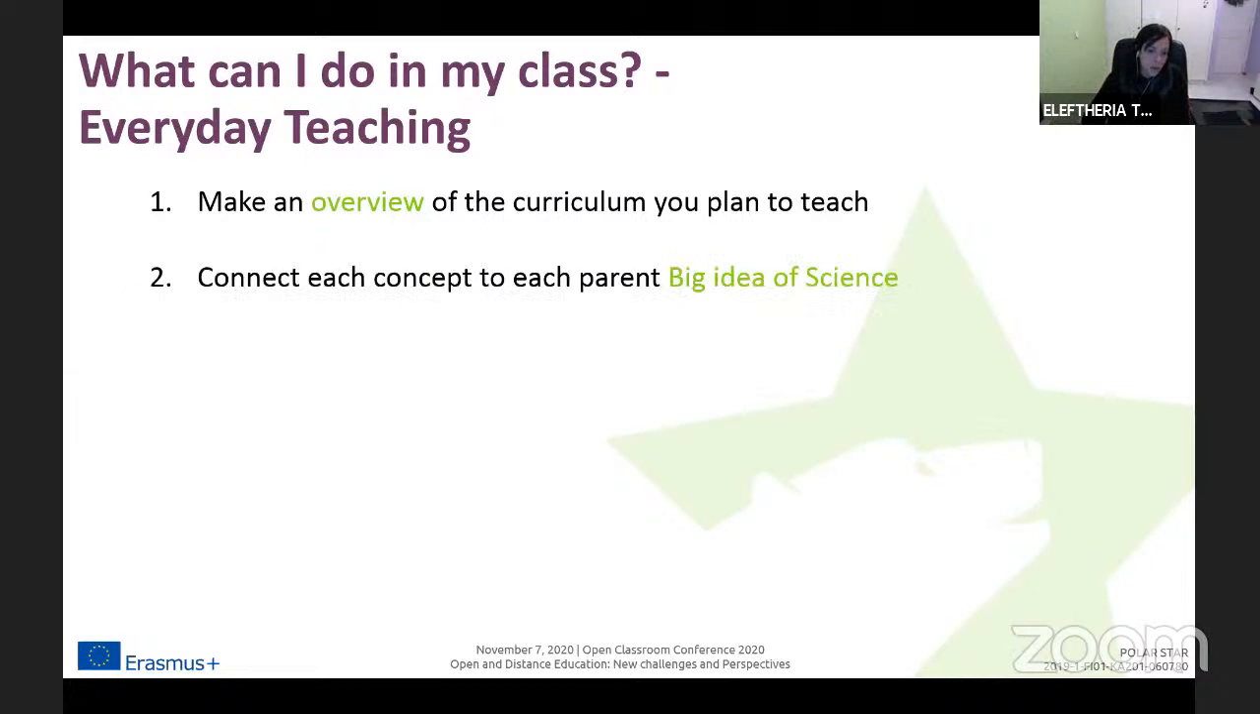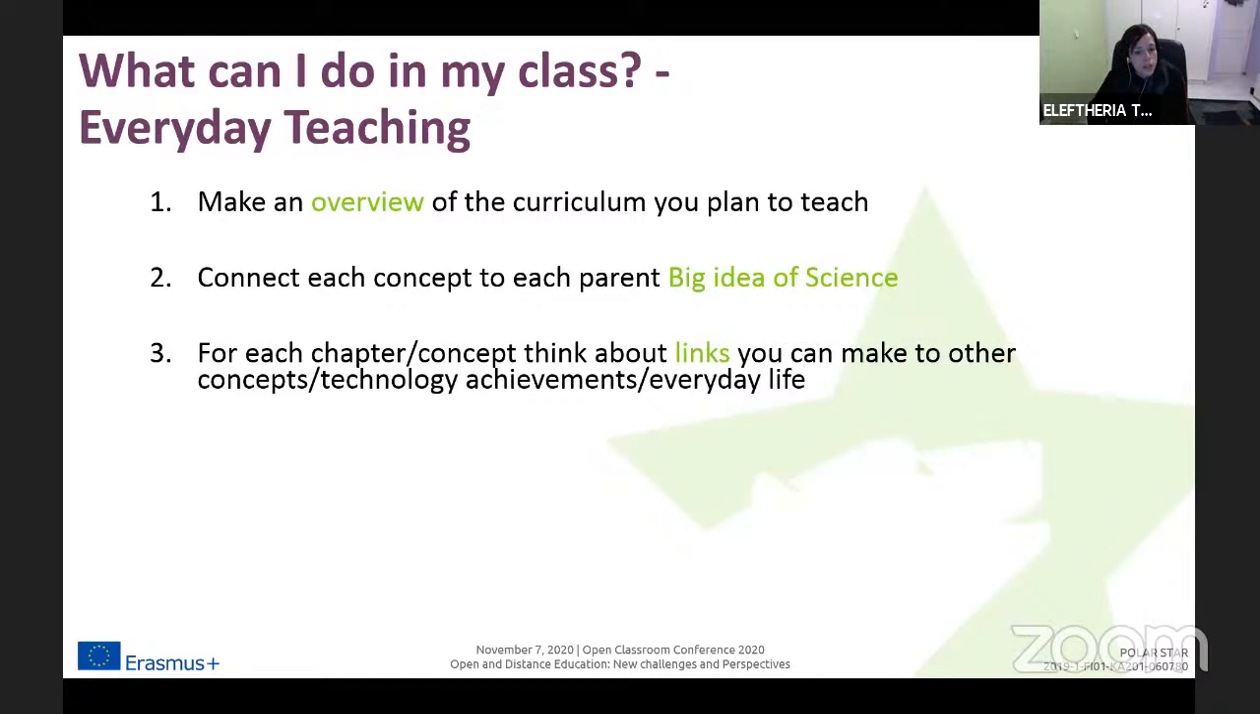And then go over each concept that you're teaching and connect it to the big idea that it belongs to. So next time you teach that concept, one of the things you can do is, at the end of the class, make a reference to the big ideas of science related to each of the concepts you're teaching. Another thing you can do is think about the links of every single piece in the curriculum you have to teach to other concepts, to technological achievements in everyday life.